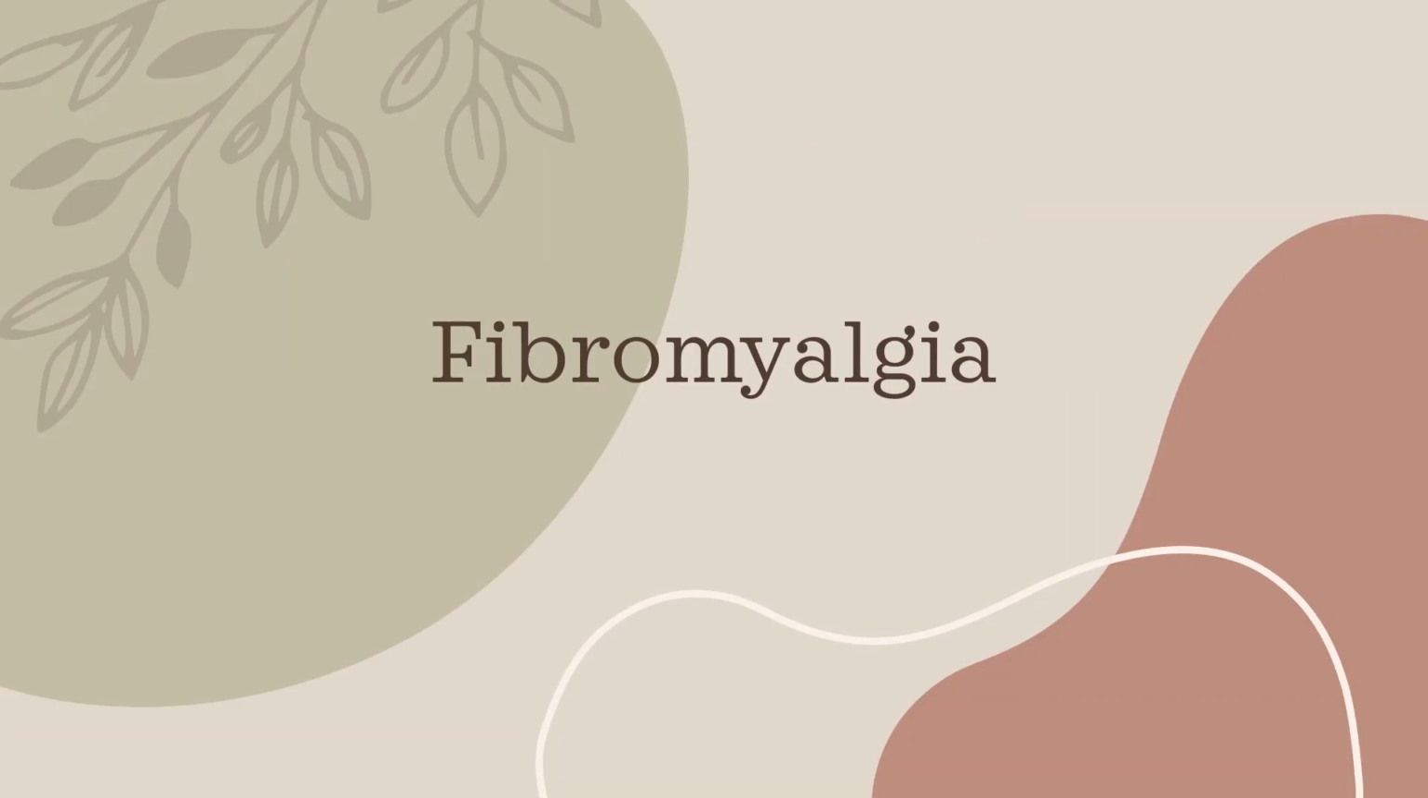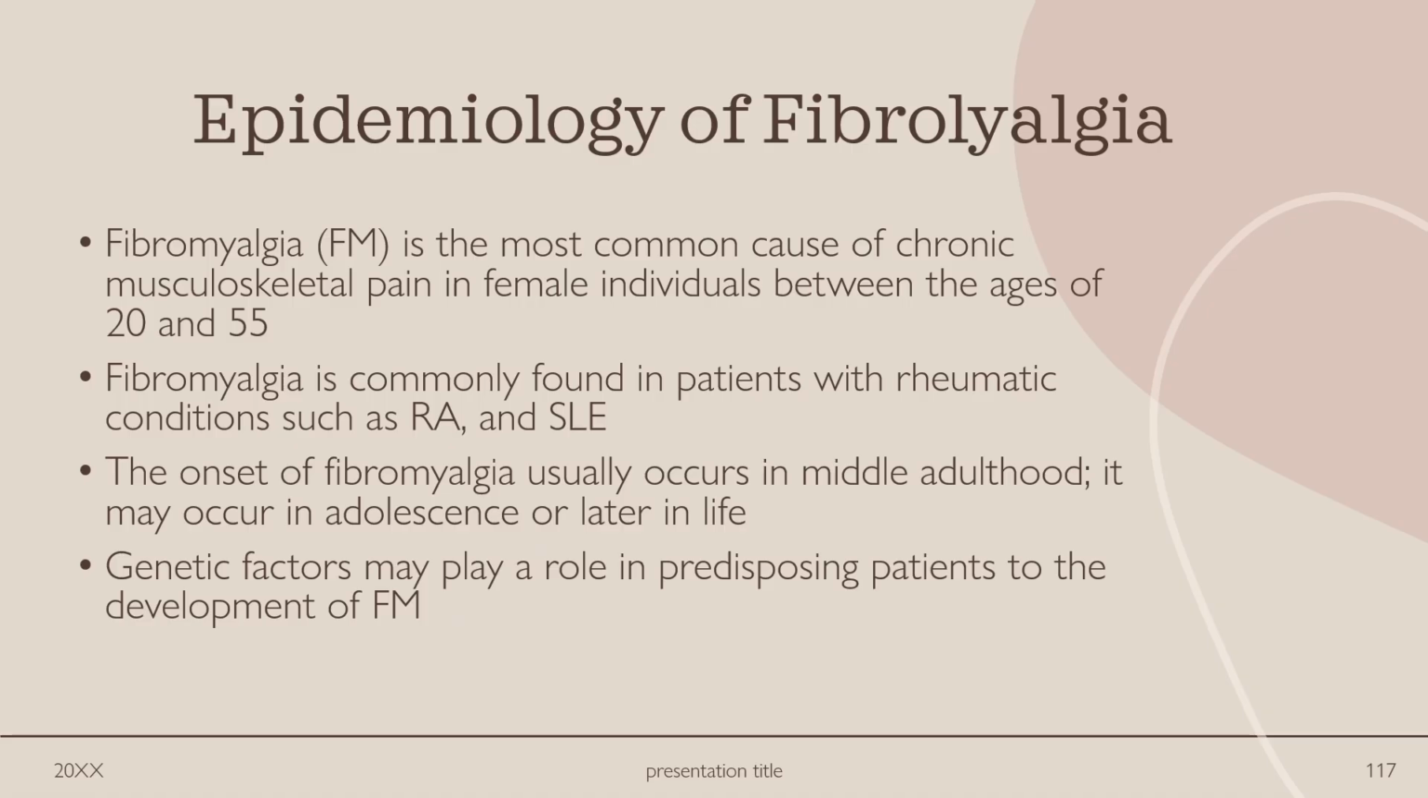And fibromyalgia. We are going to end with fibromyalgia. The epidemiology of fibromyalgia is the most common cause of chronic musculoskeletal pain in female individuals between the ages of 20 and 55. Fibromyalgia is commonly found in patients with rheumatic conditions such as RA and SLE. The onset of fibromyalgia usually occurs in middle adulthood. It may occur in adolescence or later in life.